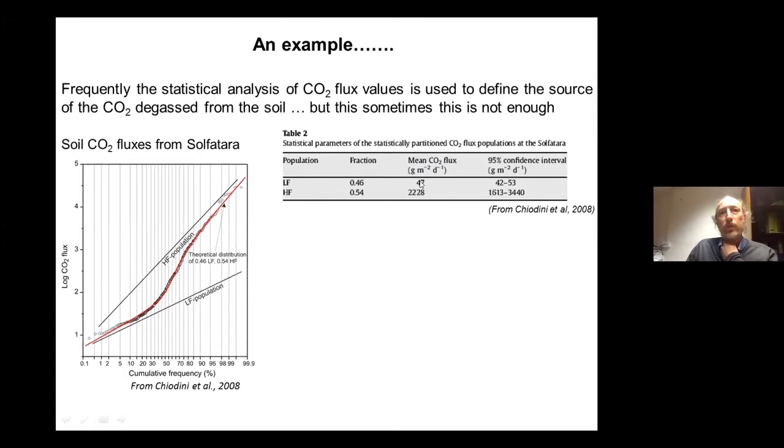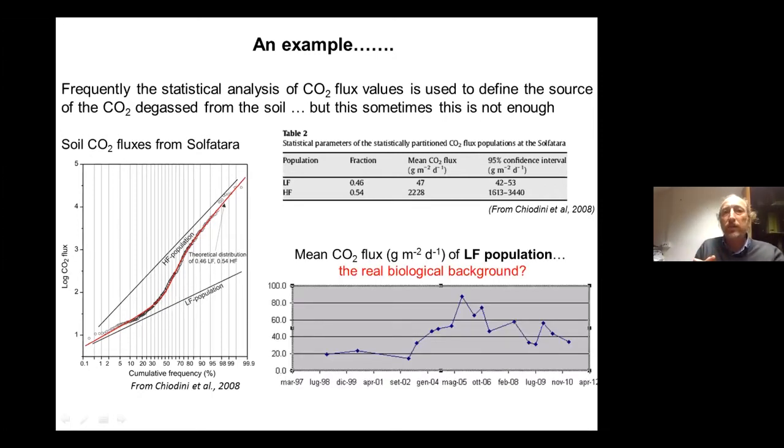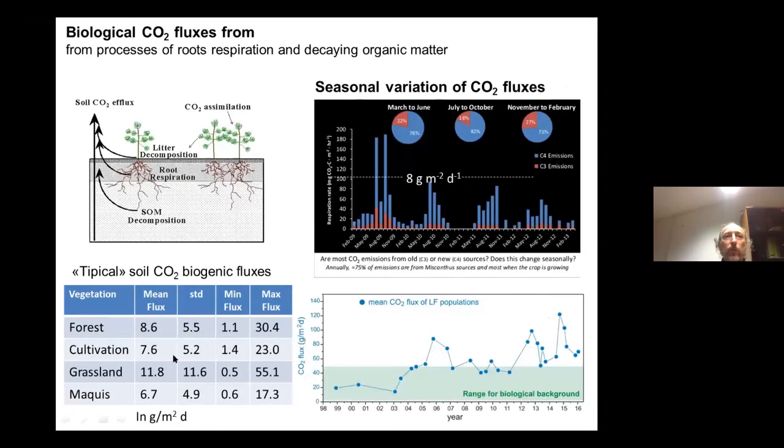For the other population, we could be satisfied because generally 47 is the value of a low flux that can also be biological. But this area was investigated for monitoring purposes, and what was discovered is that the values of the low flux population change with time. So a question started to arise: is this low flux population really always due to the biological contribution? Because if you look at the different sources, we know that the carbon dioxide that can be produced by the soil due to root respiration and the decomposition of organic matter generally has values, as I told you before, that are quite low.